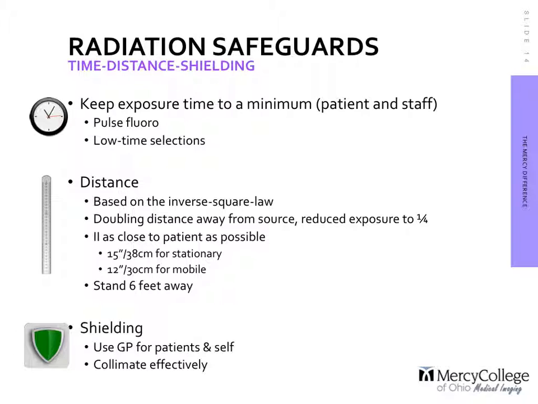In form of shielding, make sure that we're using it for ourselves and also providing it for our patients, and then we're also collimating effectively. Scatter from a patient is considered the top occupational exposure, so just increasing our distance, utilizing shielding and applying as much time reduction as possible is going to be effective safeguards. So these cardinal principles really should be very common to you and should be widely applied in your facilities.